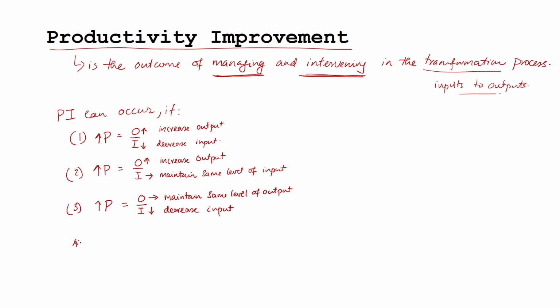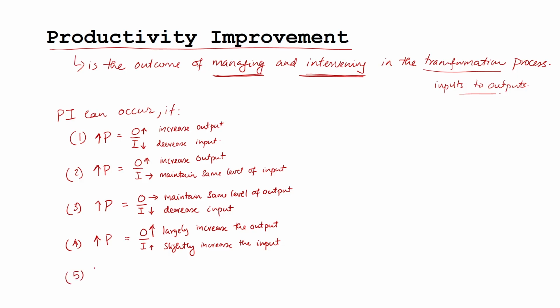Okay. Four, you can increase the productivity when you have a scenario like this. You largely increase the output, but only slightly increase the input. So, for a small level of increase in the input, you drastically increase the output. That is the fourth model.